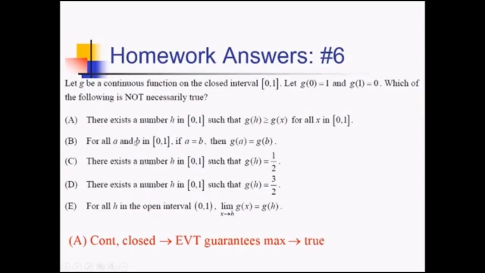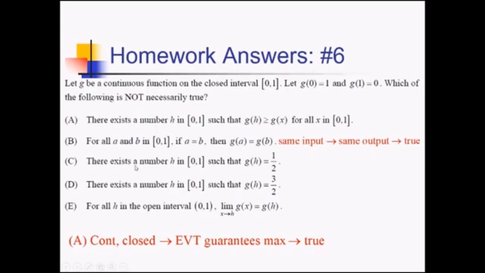Choice B, for all a and b, if a equals b, then g of a equals g of b. Basically saying the same input gives me the same output. And that's definitely true. The only way you could avoid that is if you had some kind of weird non-function situation where plugging in the same value sometimes gave you a different number. But they said it was a function, so we're good on this one.